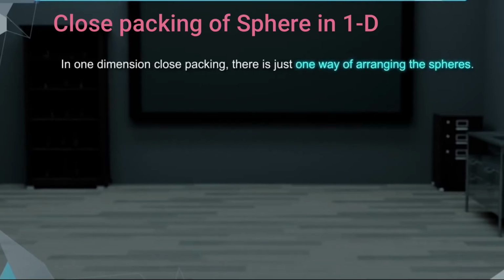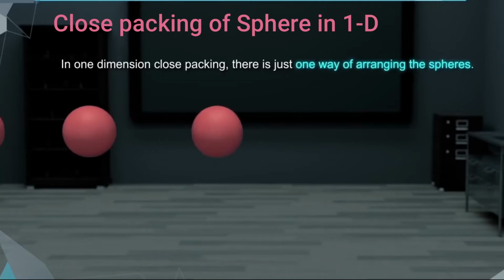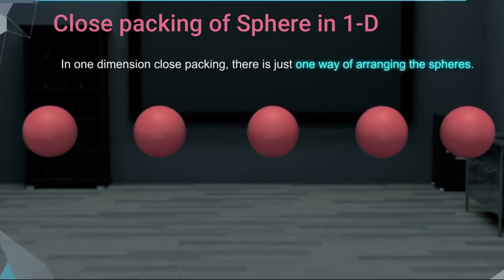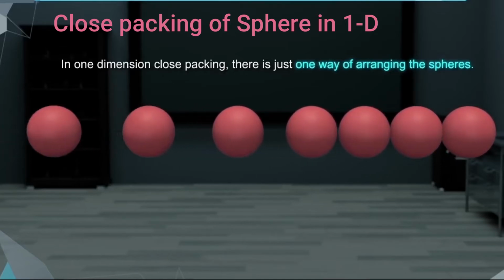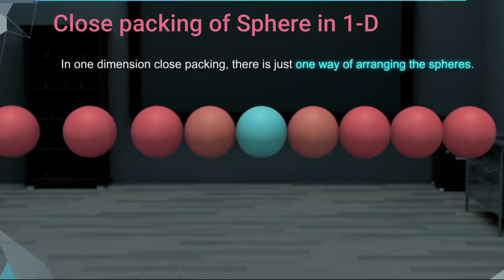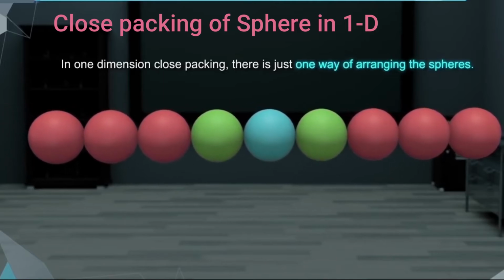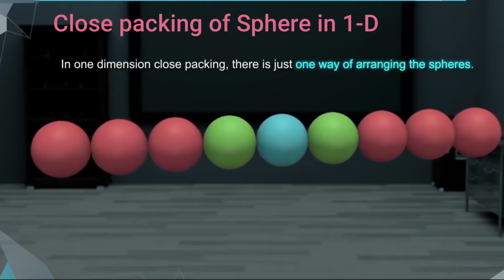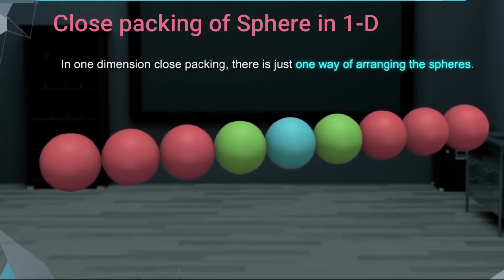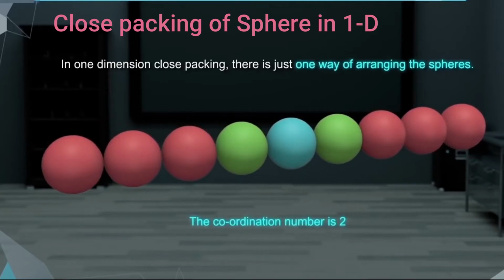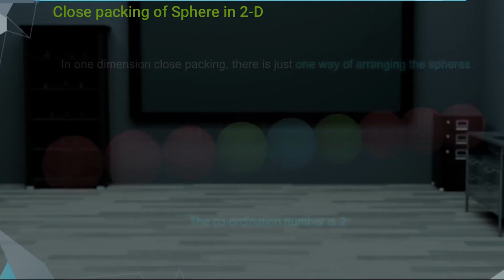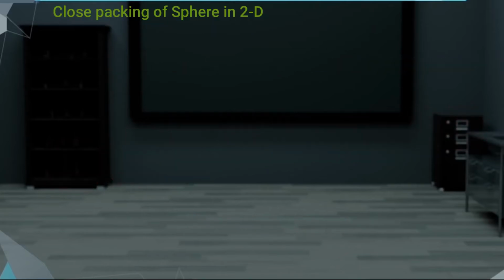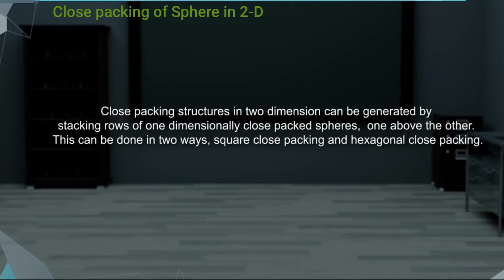Close packing in one dimension. There is only one way of arranging spheres in a one-dimensional close packed structure. That is to arrange them in a row and touching each other. In this arrangement, each sphere is in contact with two of its neighbors. The number of nearest neighbors of a particle is called its coordination number. Thus, in one-dimensional close packed arrangement, the coordination number is 2.